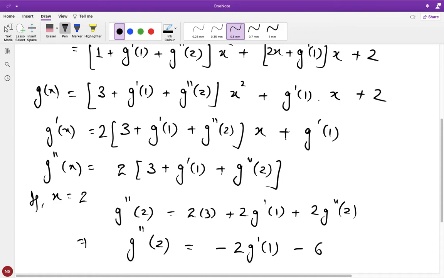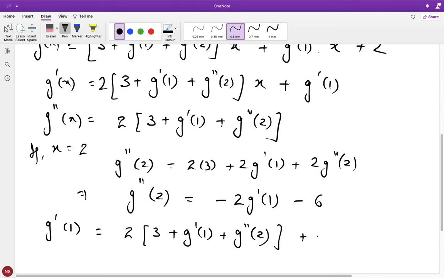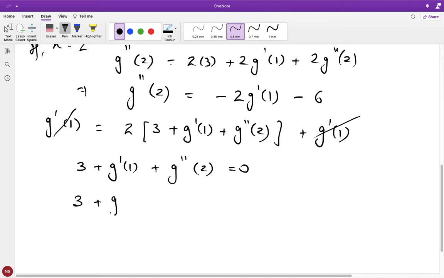And from this equation, if you put x equal to 1, you will get g dash 1 is equal to 2 into 3 plus g dash 1 plus g double dash 2. This x is 1, so gone, plus g dash 1. This is cancelled. So 3 plus g dash 1 plus g double dash 2 is equal to 0. Now g double dash 2 is this. I will put this value over here: 3 plus g dash 1 minus 2 g dash 1 minus 6 is equal to 0.